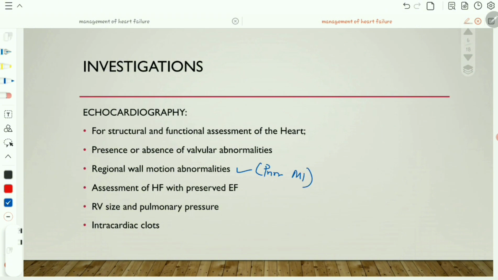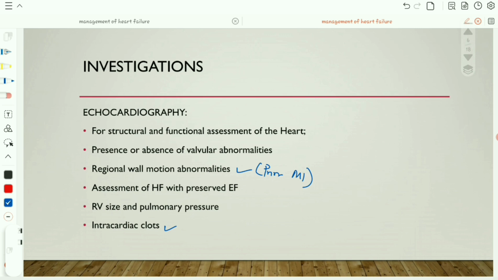You also want to say that it is also important in assessment of heart failure with preserved ejection fraction. Also, I also want to estimate the right ventricular size and measure pulmonary pressures. Are you getting me? Because some patients could also have pulmonary hypertension too. Then you also want to say that with the aid of echo, I can also detect intracardiac clots. In patients with heart failure, because of the reduced wall motion, they have a high tendency to forming clots.